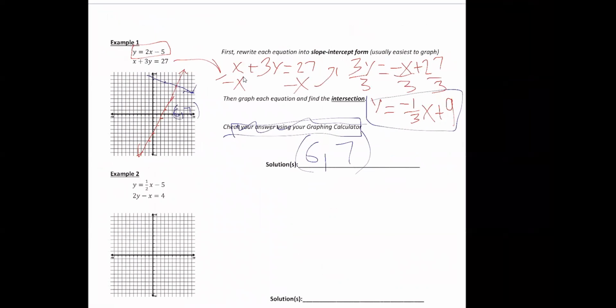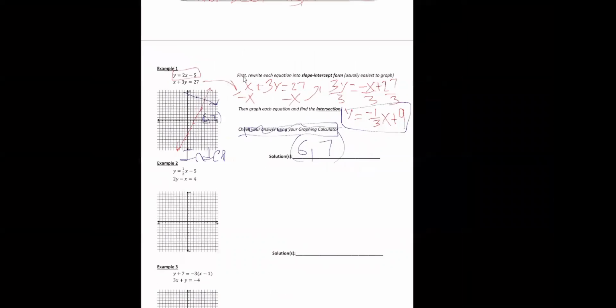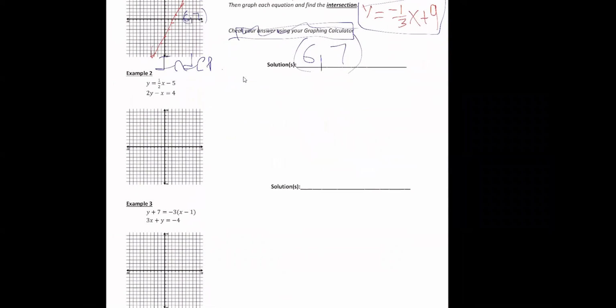So if we were classifying it, since this just crossed at that one spot, we would say that this is an independent system, because it has exactly one solution. So this is independent if you were to classify it.